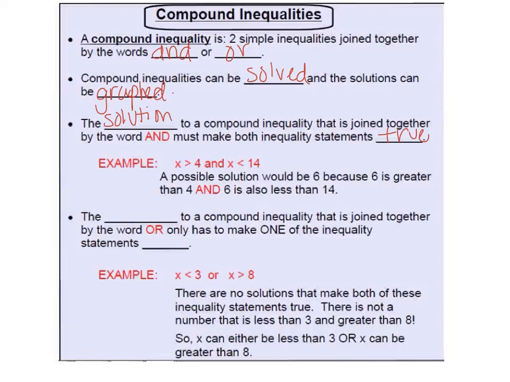The solution to a compound inequality that is joined together by the word or only has to make one of the inequality statements true. For example, let's look at this compound inequality. x is less than 3 or x is greater than 8. There's no solution that can make both of these inequality statements true. I can't find a number that's less than 3 and also greater than 8. It's not possible. So my solution can only make one part of that statement true. x can either be less than 3 or x can be greater than 8, not both.